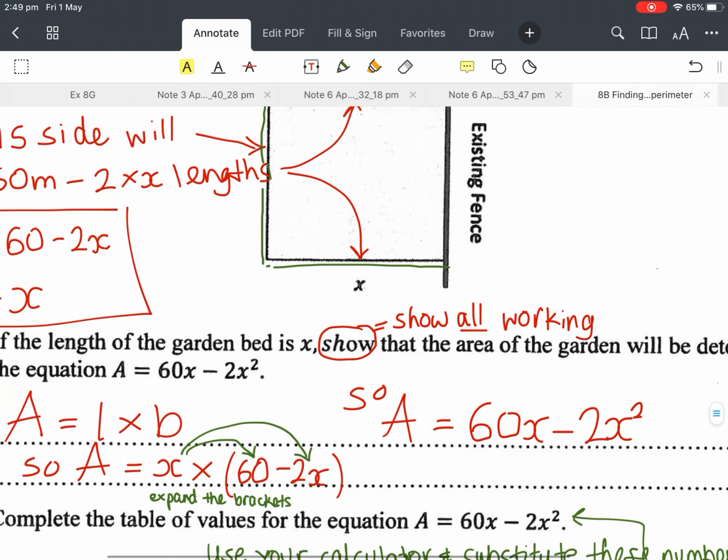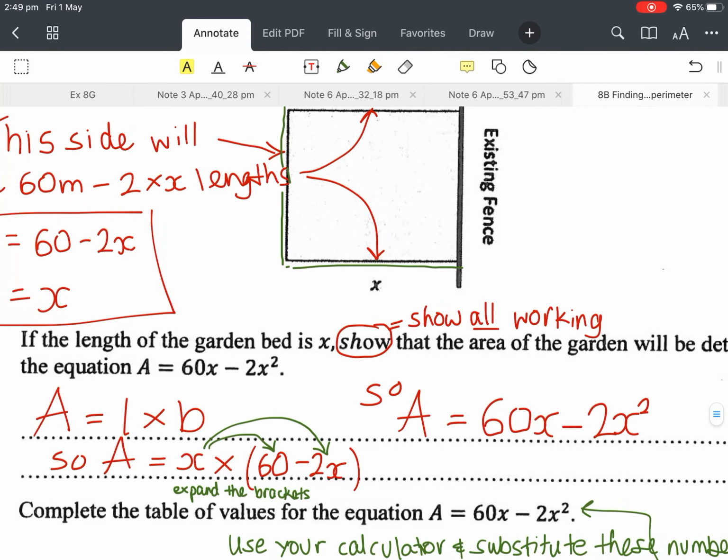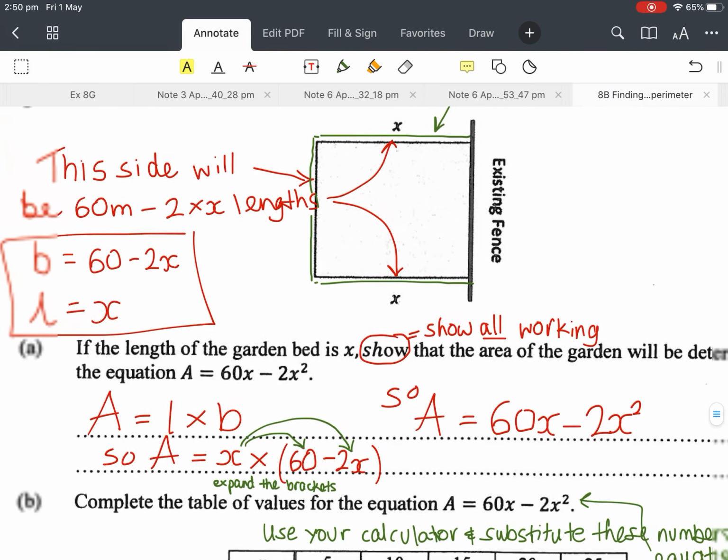All right, when you're ready, can you have a go at the table of values? Stop the video and have a go on your own, please. When you're ready, start the video up again. All right, so here we go. I'm going to go through the answers. So if you want to do it on your own, stop the video. If you want to follow with me, just keep going.